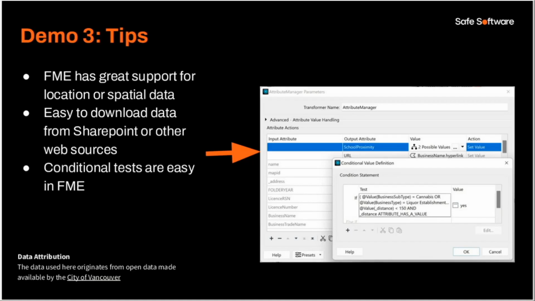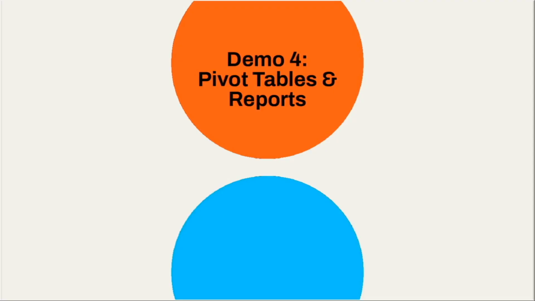Conditional attributes are pretty easy to set up with logic, and they're really great ways to add some more complexity to your filtering and transforming your data. And our next demo will be on pivot tables and reports. So over to you, Kaylin.